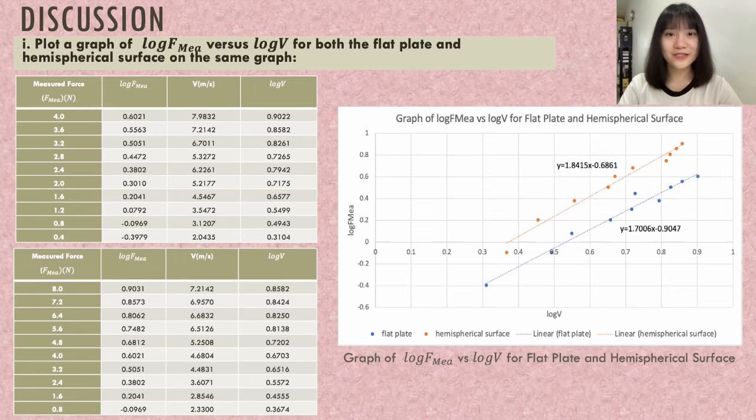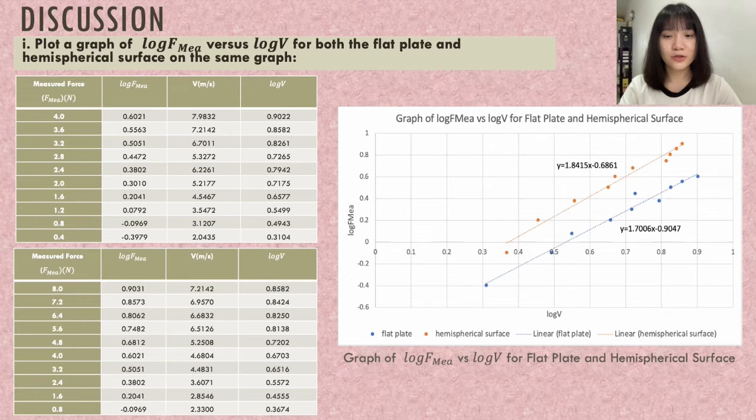My name is Jing and I'm going to present the first question of discussion. The first part will be to plot a graph of log measured force versus log V for both the flat plate and hemispherical surface on the same graph. To start this question, we need to log both values of measured force and the velocity. After we get the values for both log measured force and log V, we can plot the graph.